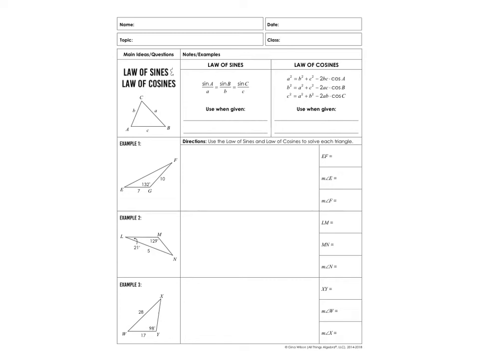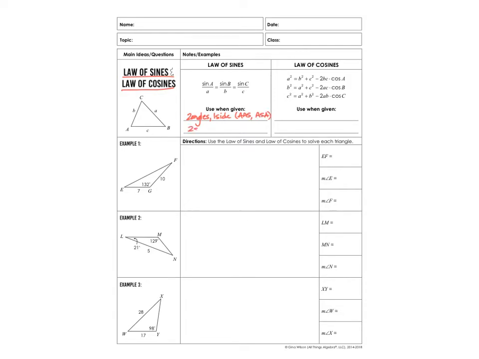Good morning. We are going to be looking at the law of sines and cosines together today and determining when we will use one, and when we will use the other. You will use the law of sines when you have two angles and one side. So if you have angle, angle, side, or angle, side, angle, both of those include two angles and one side.